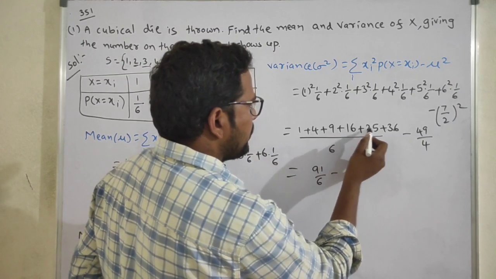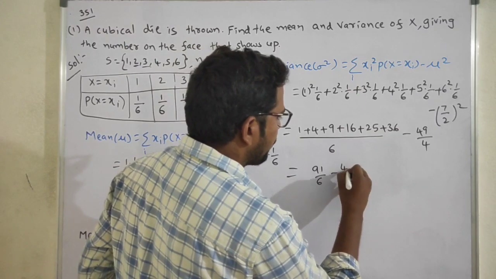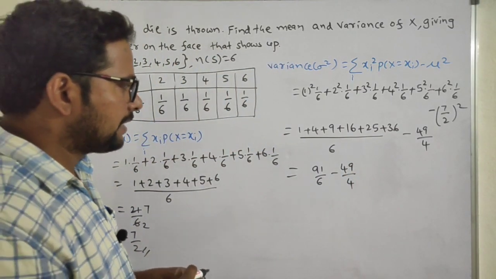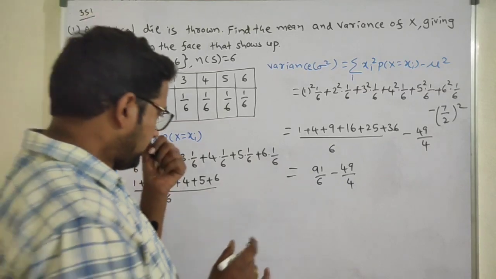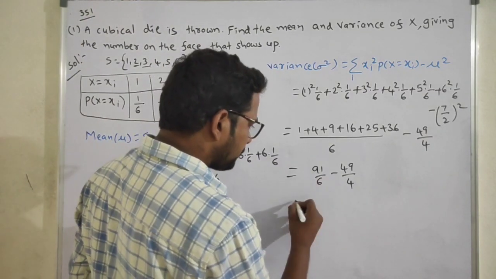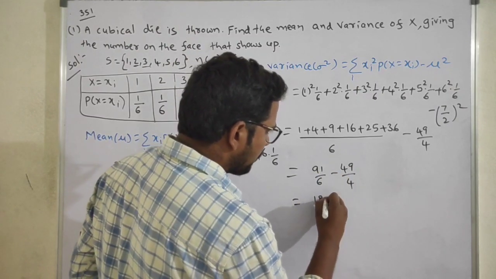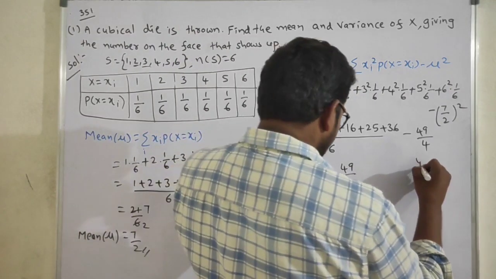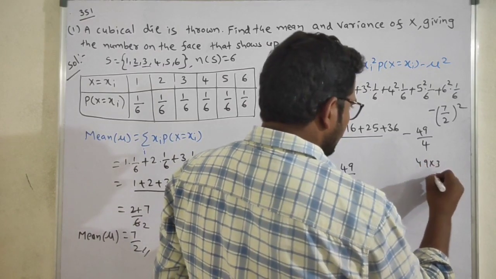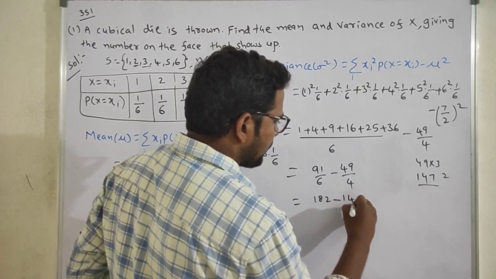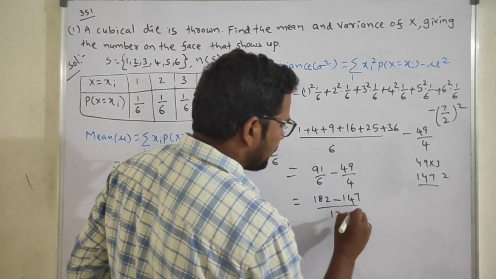91 by 6 minus 49 by 4. So take LCM of 6, 4 is 12. So multiply this with 2, this with 3. 91 2s are 182 minus 3. 49 3s are 147. 147 divided by 12.